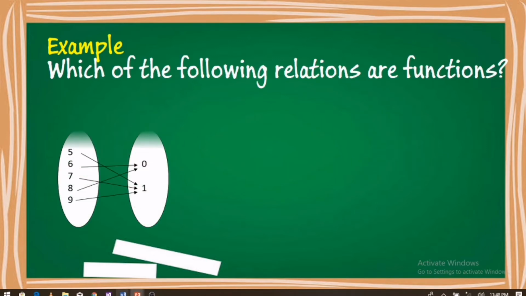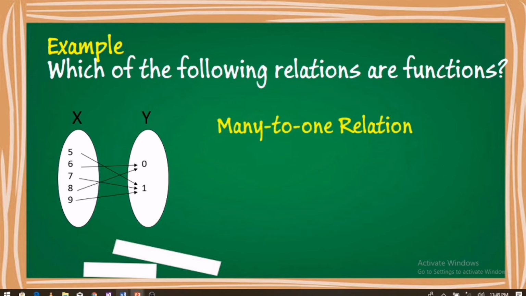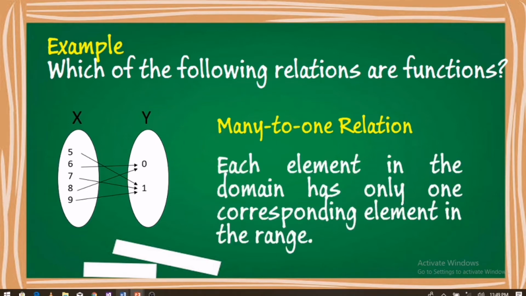Let's have the second diagram. This mapping diagram shows a many-to-one relation. Many elements in the domain are mapped to one element of the range. In order for this mapping diagram to be a function, it should satisfy the statement, each element in the domain has only one corresponding element in the range.